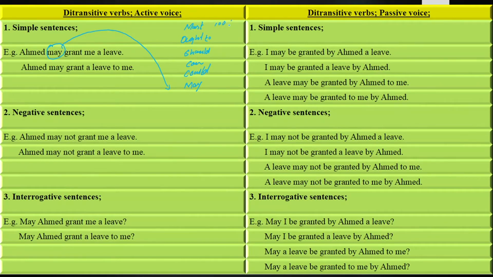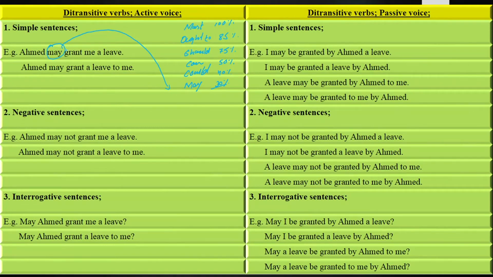Must was used for 100% authority and possibility of an action. Ought to was less stressable than must and more stressable than should, for 85%. After that we had should for 75%, can for 50%, could for 40%, and today we have got the modal auxiliary verb may, that is used for 30%. When you have 30% possibility of an action, we will be using may. And in the same way we are going to change it into passive voice.